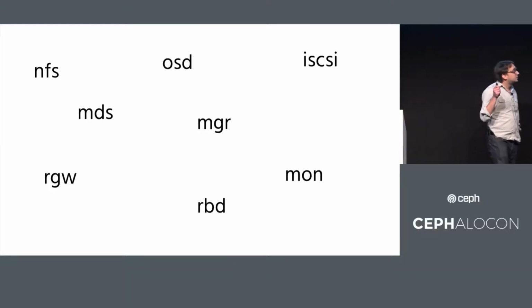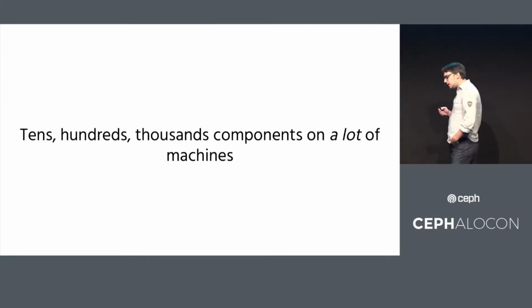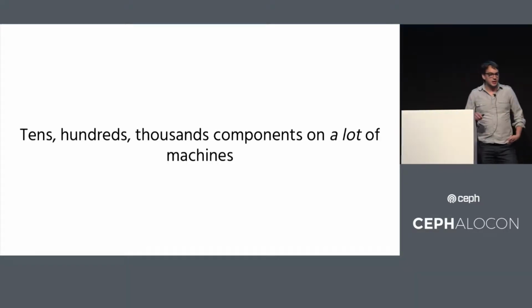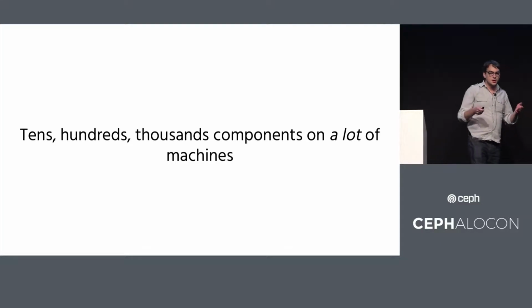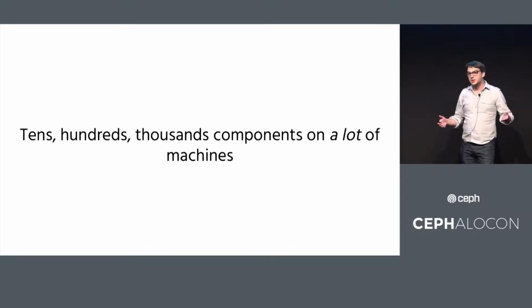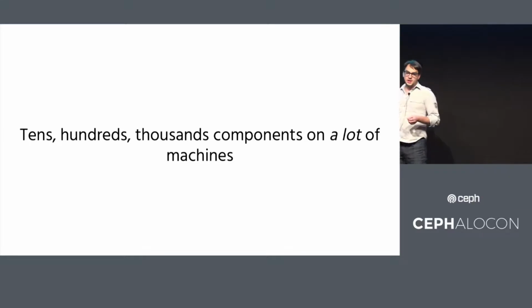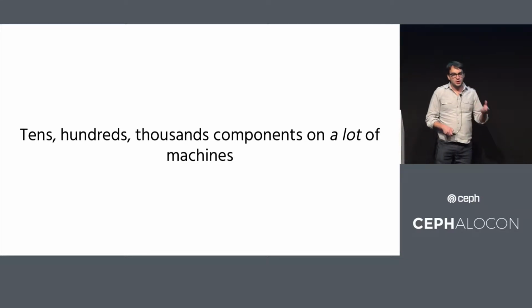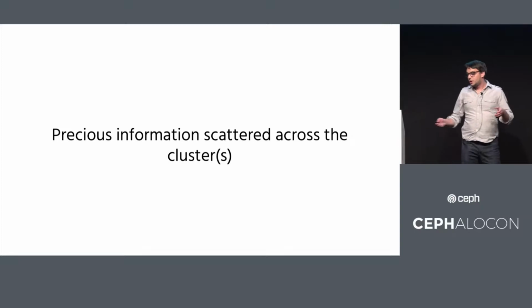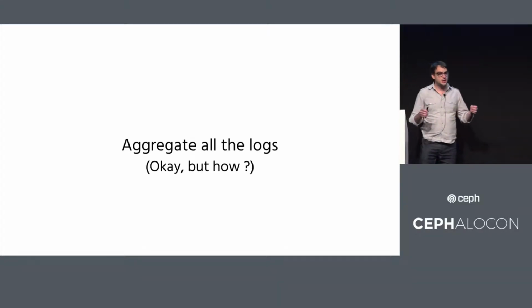These are the main Ceph services or components that you usually can find on the Ceph cluster, and there are a lot of them. There can be tens, hundreds, or even thousands of components or services across tens or hundreds of nodes in your cluster. That's a lot. All these components give you information in the form of logs, but it's scattered all across your cluster, all across your nodes. And what's the solution? The solution is to aggregate them.